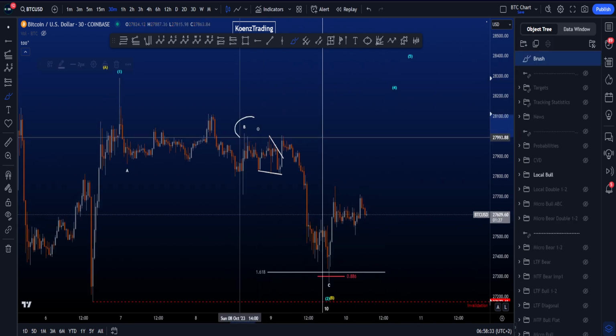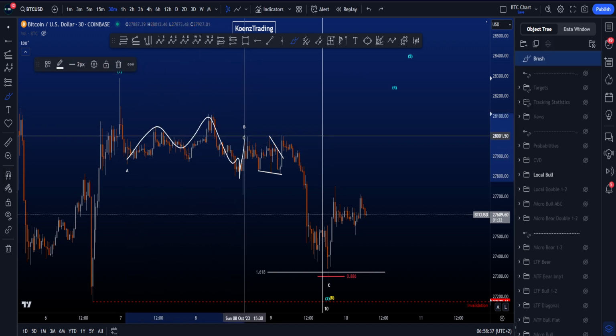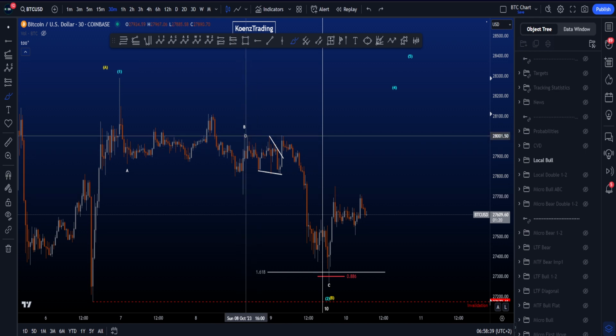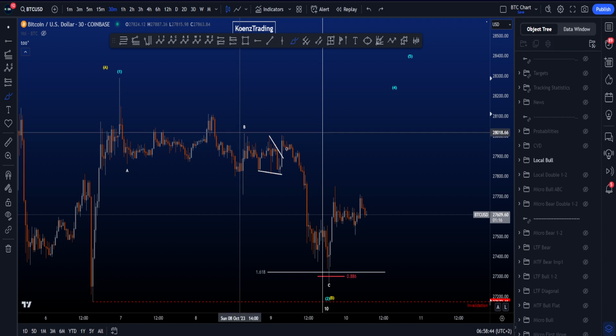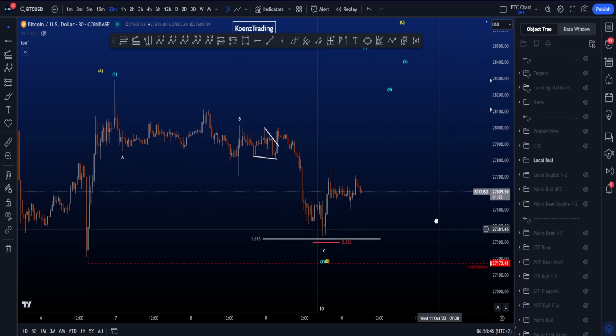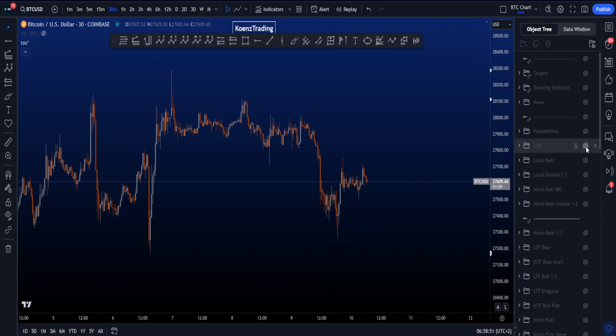Now in this scenario, this wave B over here is then a WXY in a WX and then eventually a Y flat over here. And then this is your wave 1, 2, 3, 4, and eventually your wave 5 to the downside. The invalidation here is if price actually takes a double bottom at 27.1K.